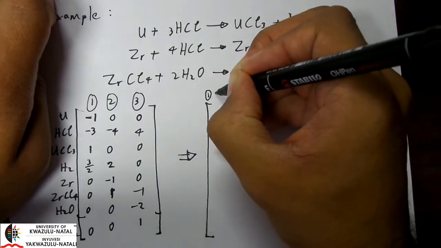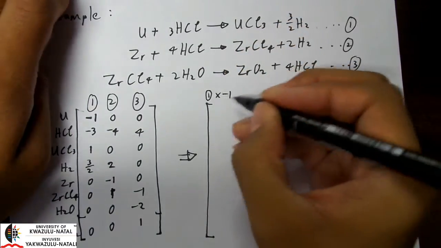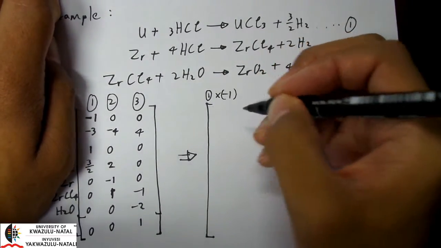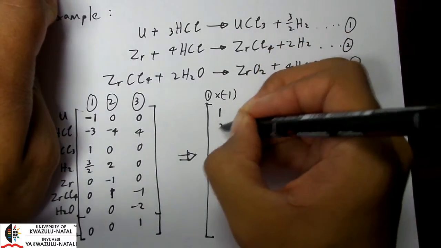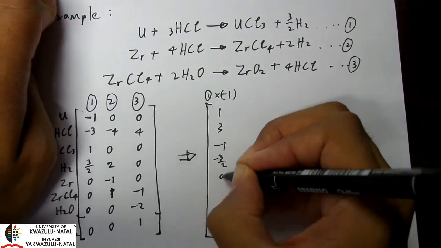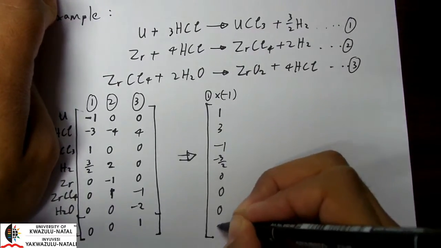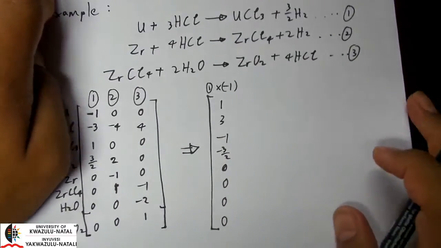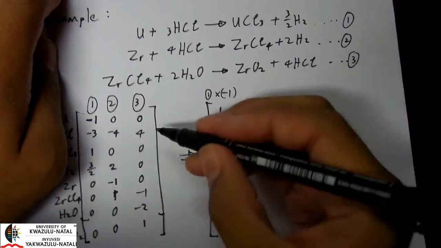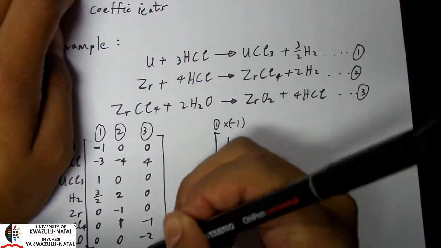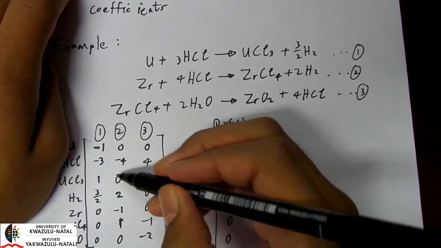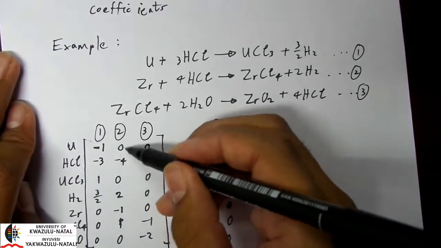So if I take reaction 1 multiplied by -1, okay, I want my column 2 to have a 1 at this particular position, so I can divide it by -4.